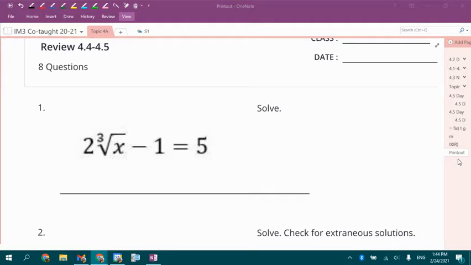It asks you to solve, number one. Okay, so when I'm solving, the goal is to get x equals something. Always ask yourself, what's the end result going to be? It's going to be x equals something because I'm solving. Okay, all right, so let's go ahead and solve it.